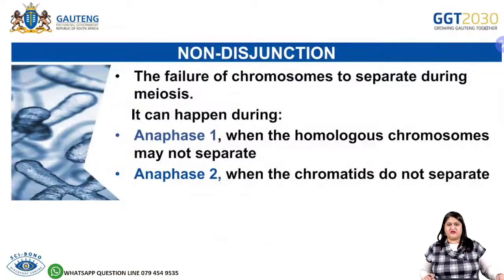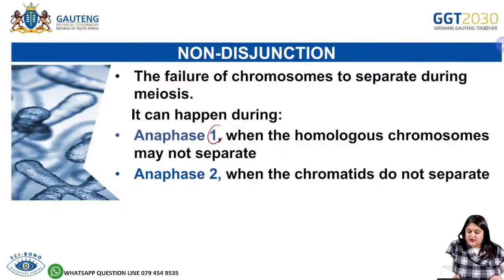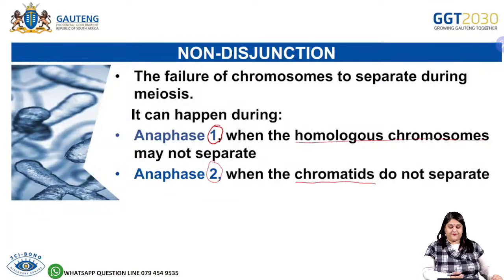It's very important. Why I'm emphasizing this is that when we are talking about anaphase 1, we need to refer to the homologous chromosomes that fail to separate. And when we are talking about anaphase 2, then we are talking about chromatids that fail to separate. Okay, recap. Non-disjunction is about the failure of the chromosomes to separate during meiosis. It can happen during anaphase 1 when homologous chromosomes fail to separate, or anaphase 2 where the chromatids do not separate.